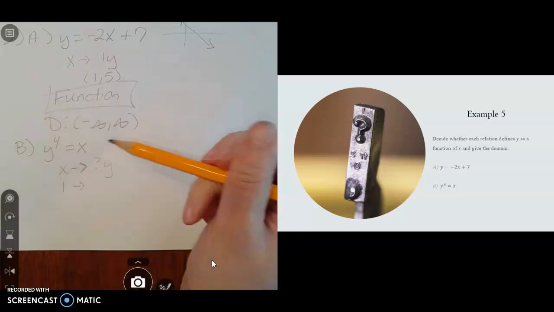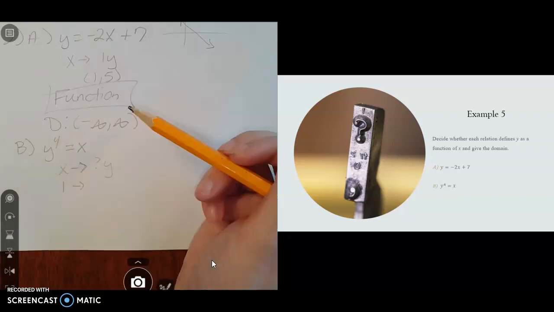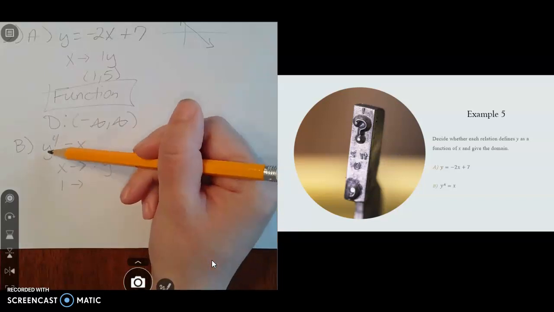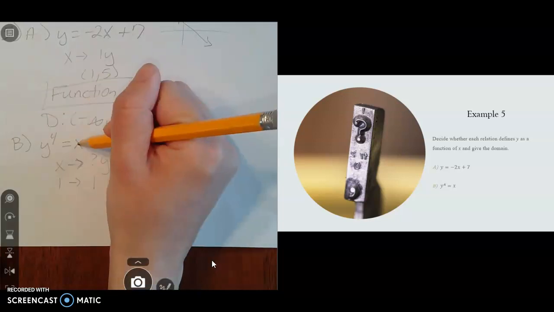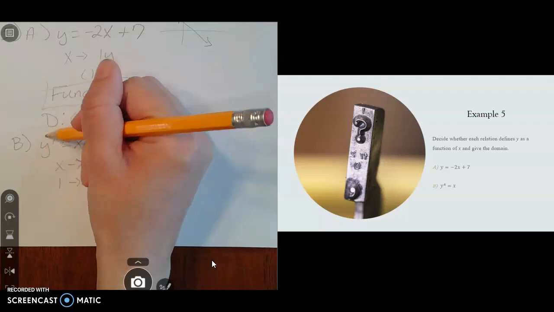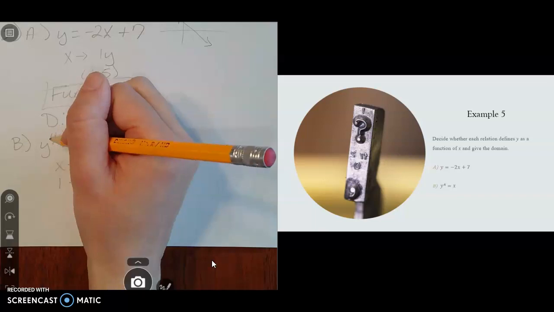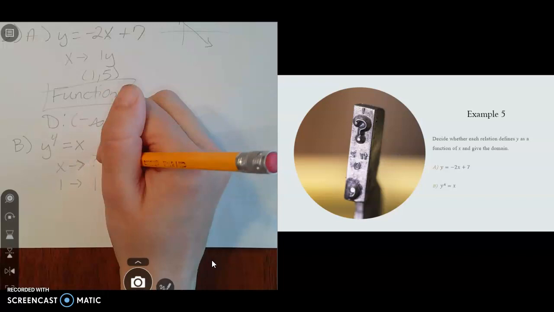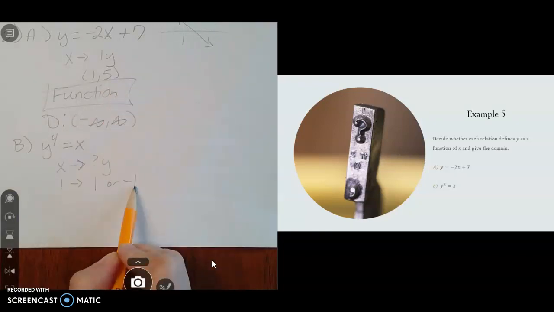Well, this time, that operation is on the y's instead of the x's, and so it's a little bit backwards from normal. And so, well, y could be 1, right? 1 to the 4th is 1. But what about negative 1? Could y be negative 1 since it's an even power? Well, negative 1 times negative 1 times negative 1 times negative 1. If you multiply negative 1 by itself 4 times, you actually get positive 1. And so if x is 1, you have two different y values.